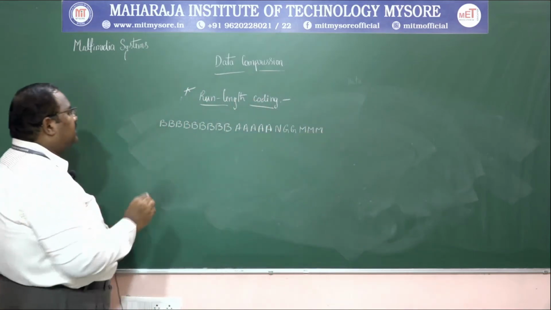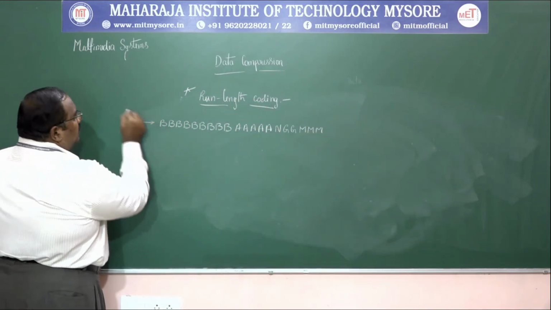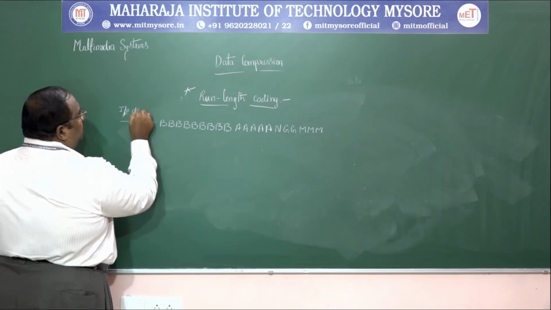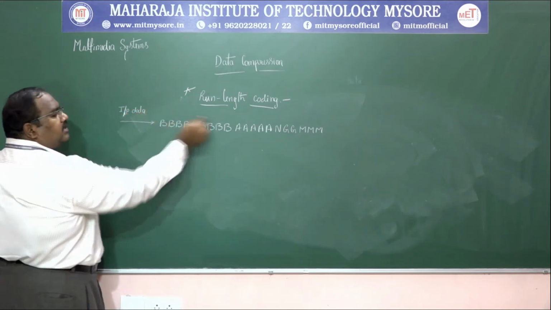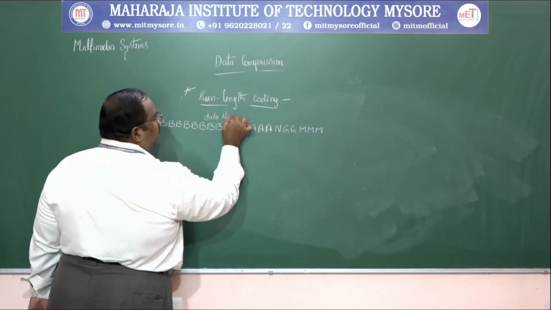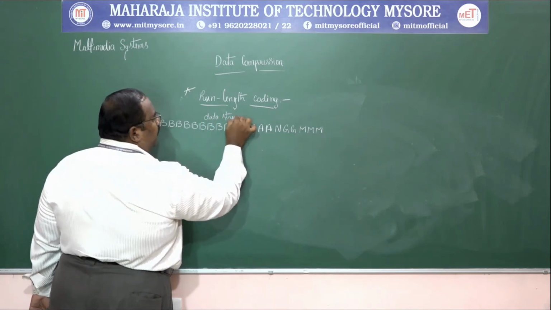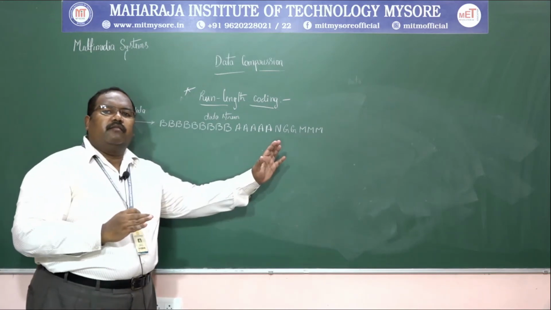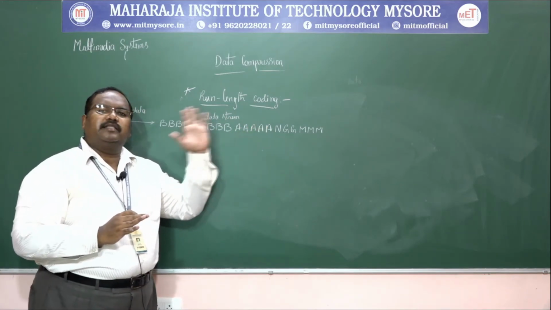So this is the input data, and this is a data stream, which means a sequence of characters. So it's a big data stream for our consideration with respect to an example.